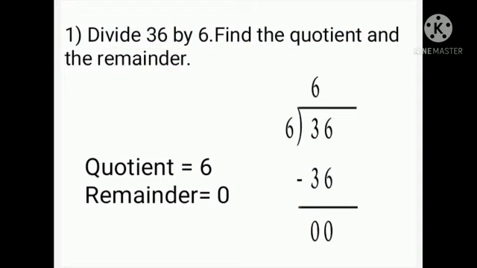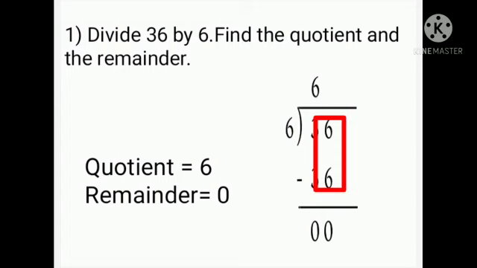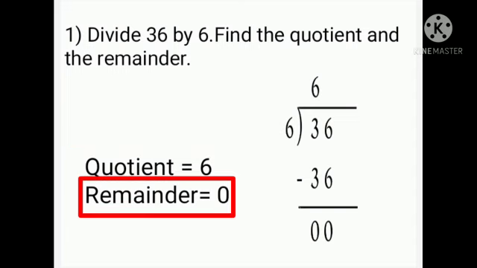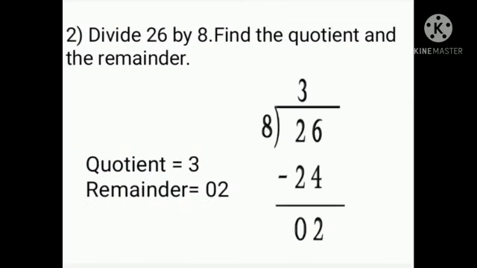So let us start. Arrange the numbers and let us start now. We will start saying 6 table till we get the answer 36. So 6 6s are 36. We will subtract from units place. 6 minus 6 is 0. 3 minus 3 is 0. So the quotient is 6 and remainder is 0. Let's go for the next one.